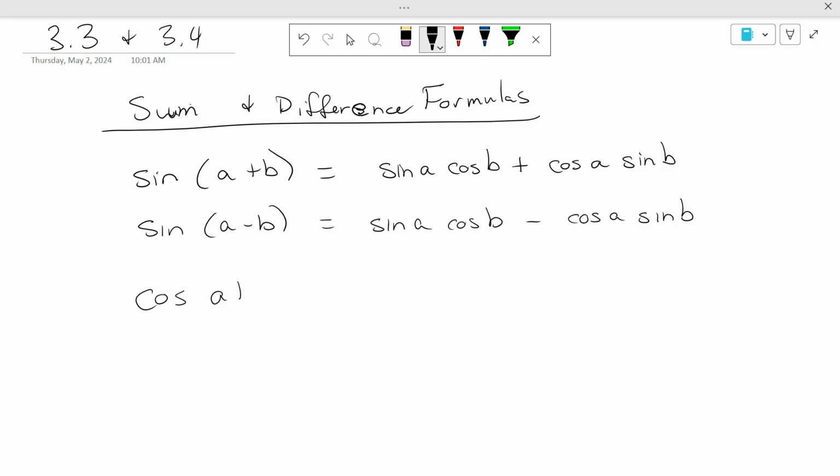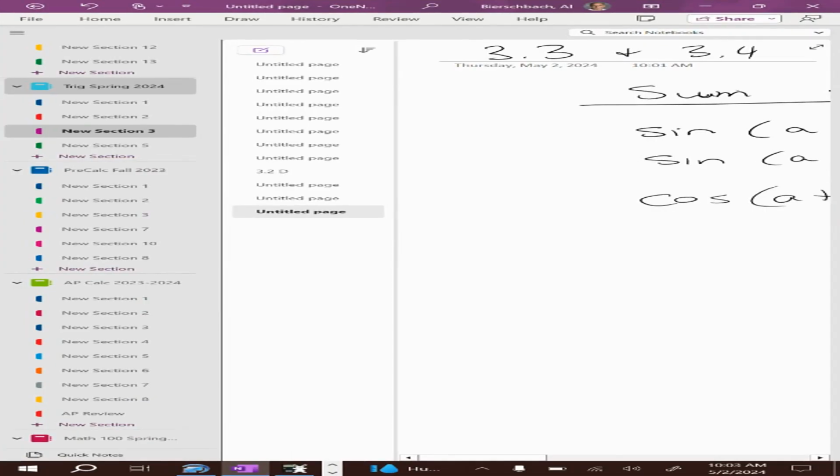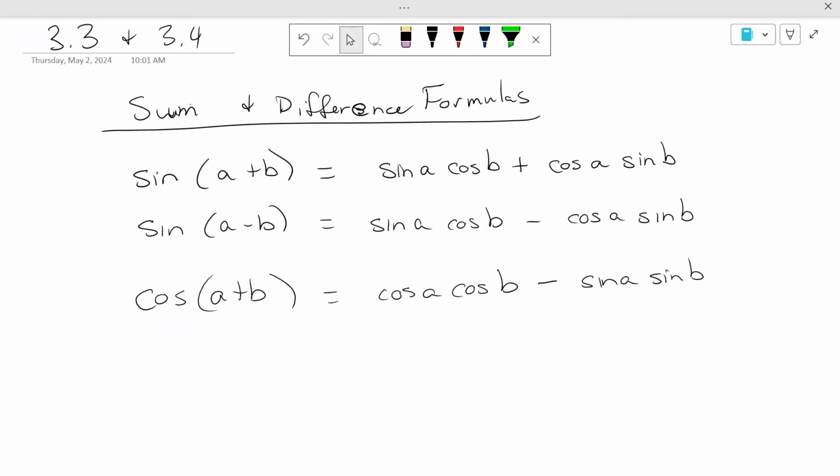Cosine of A plus B is cosine of A cosine of B minus sine of A sine of B. And then cosine of A minus B is cosine of A cosine of B plus sine of A sine of B.